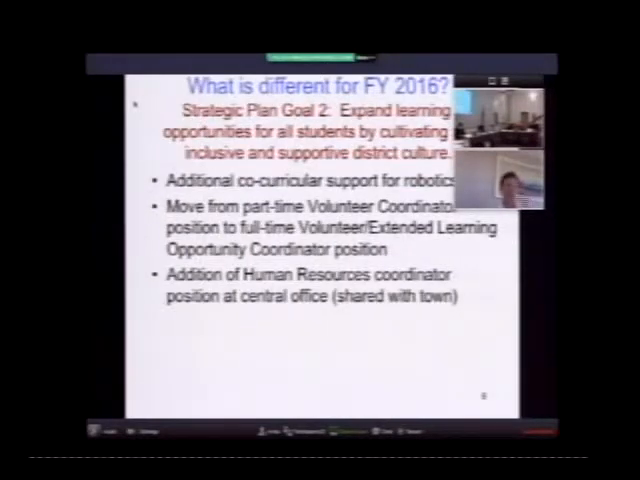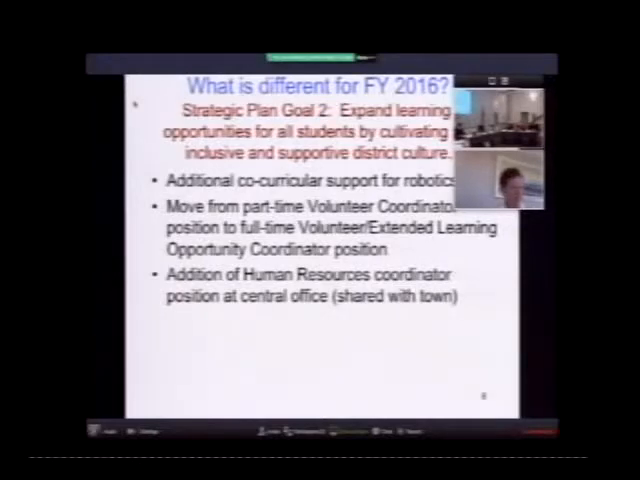Goal two speaks to expanding learning opportunities for all of our students by cultivating an inclusive and supportive district culture. And so you recall that last year we talked a bit about our work on school culture in our schools. We had received support from CEF to build our work with Stan Davis at Pond Cove, as well as our work with Steve Wessler at the middle and high schools around creating safe environments for children and learning, and allowing kids to speak up about issues that were on their mind.